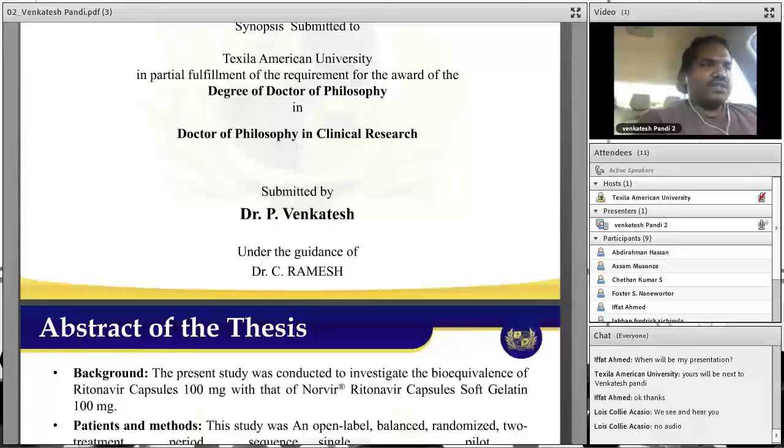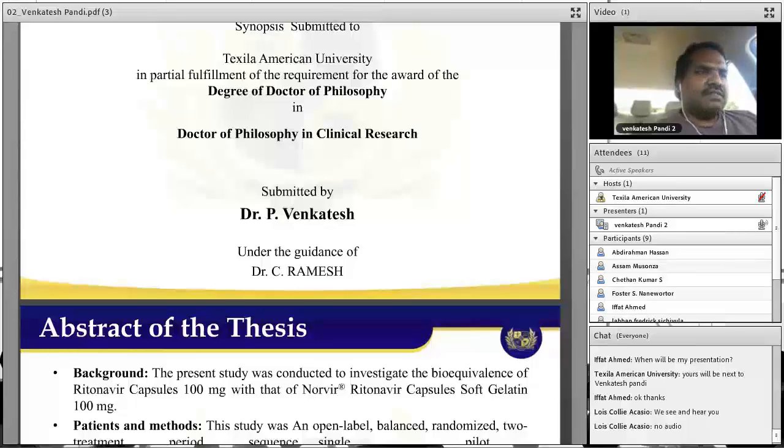I have done the study in adult male human subjects. Generally the studies for FDA would be done in fed and fasting conditions, but I have done it in a fasting condition. The background of the study is that the present study was conducted to investigate the bioequivalence of Ritonavir capsules of 100 mg. The methods and patients used were generally healthy volunteers.